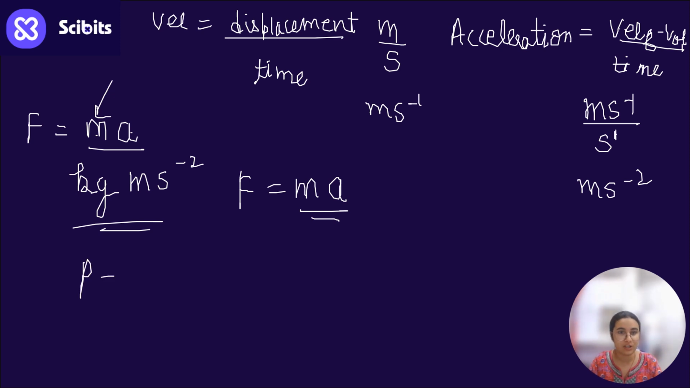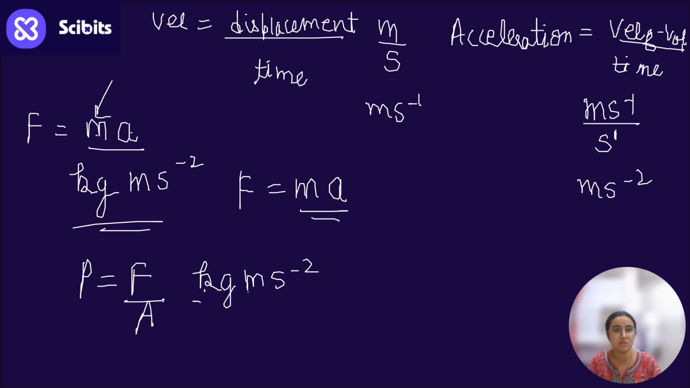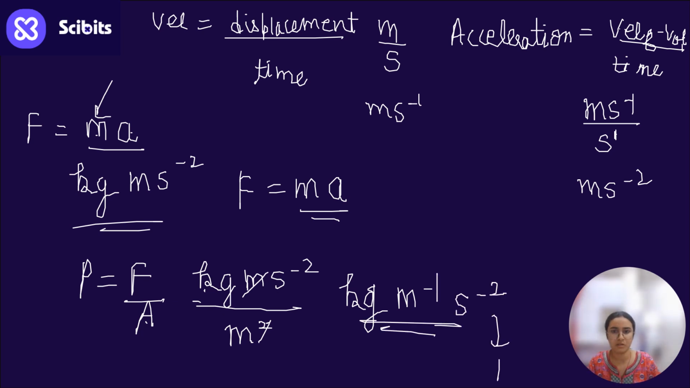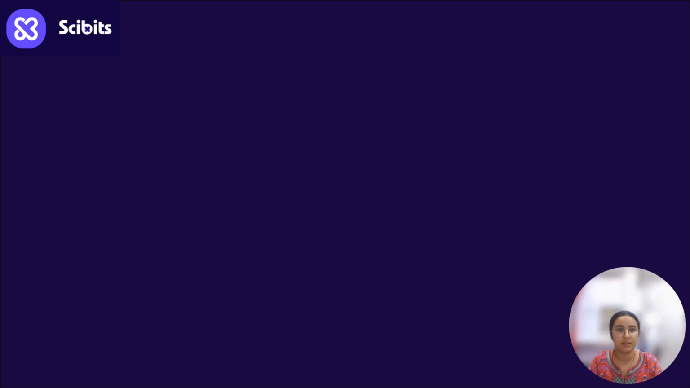Similarly, pressure is force upon area. If I have to find the unit for pressure, the unit of force is kilogram meter per second square. This is area. Area is length into width, so that will be meter square. One meter cancels, then it is kilogram meter inverse per second square, and this is also given a shorter term, that is Pascal.